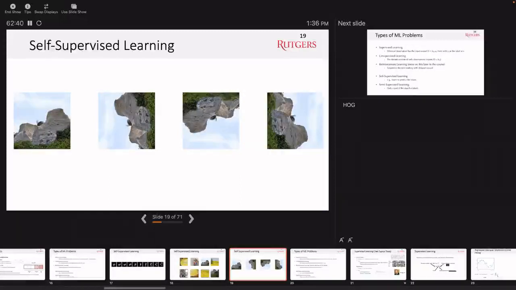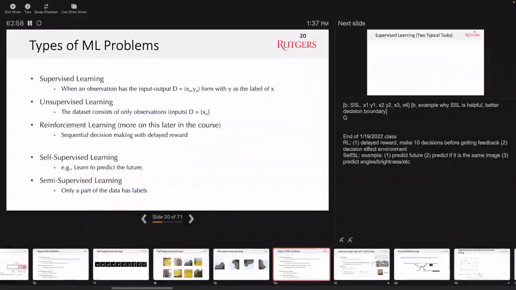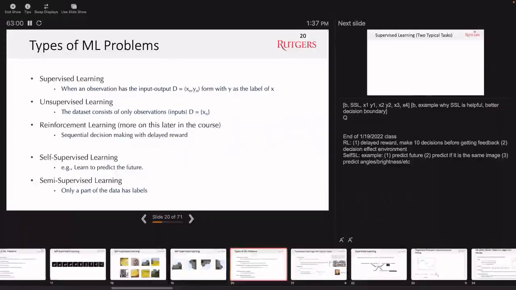Cool. Good questions. Any more? Okay, cool. So this is self-supervised learning. I hope you all get it. And the last one, also related to both supervised and unsupervised learning, is semi-supervised learning.